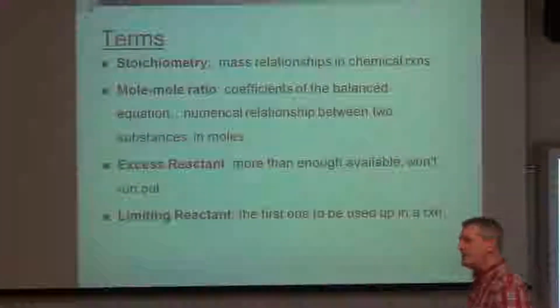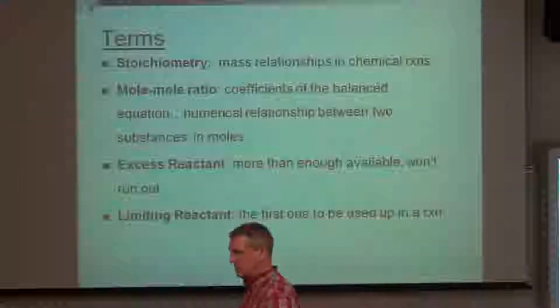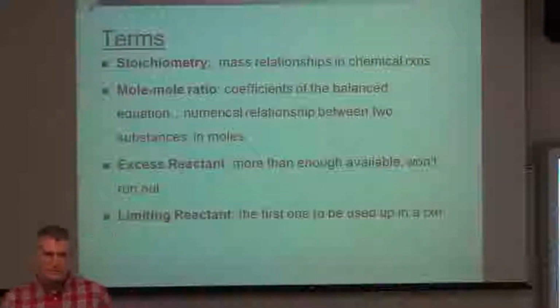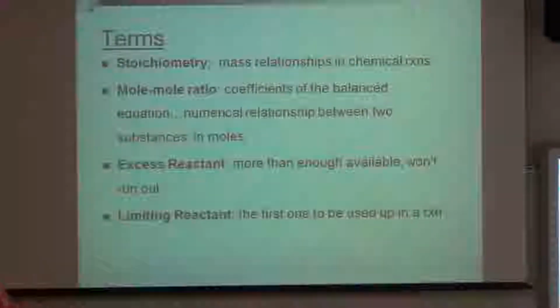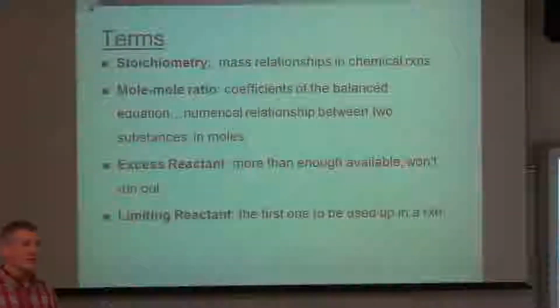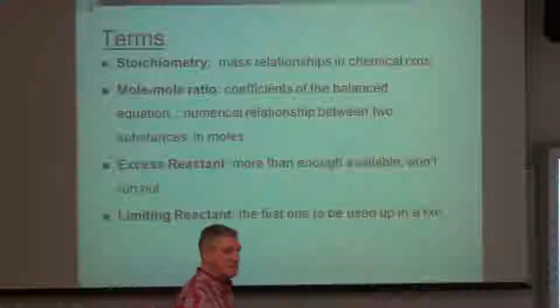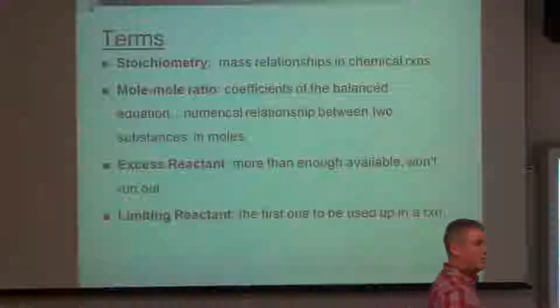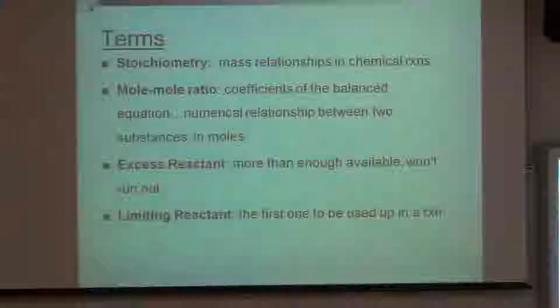So if your limiting reactant is the one that gets used up first, that's going to be the one that limits how much you can make of your product, or it's going to be the one that prevents you from making more of your product because you ran out of the stuff that you need to use to make the product.